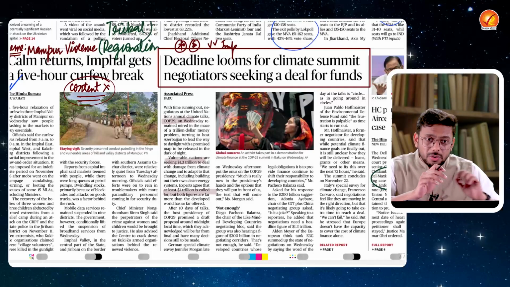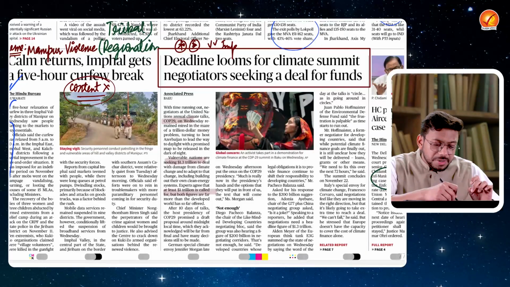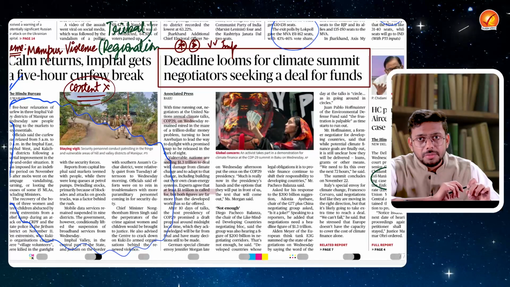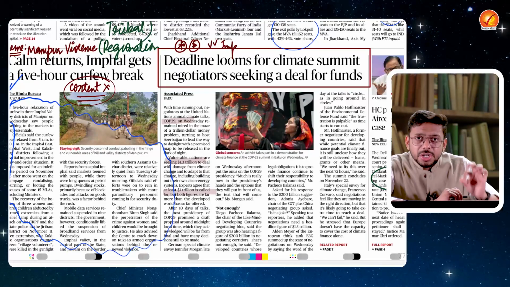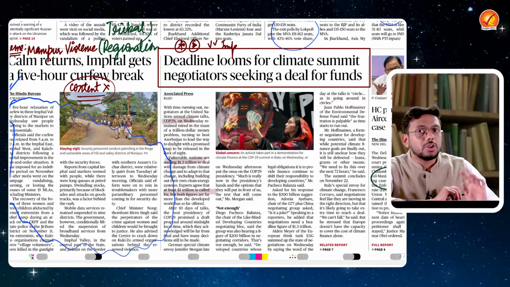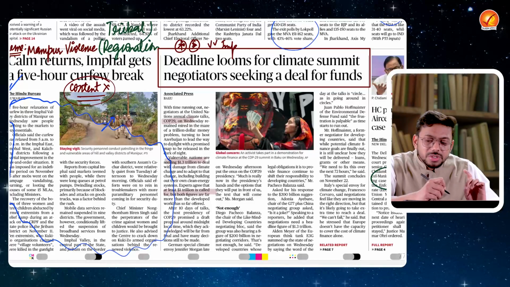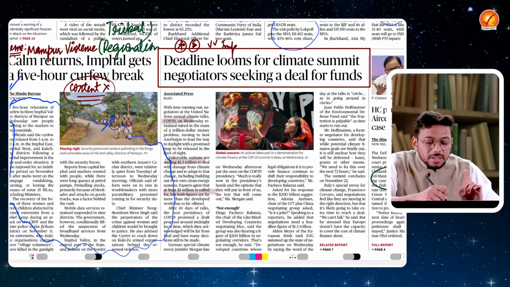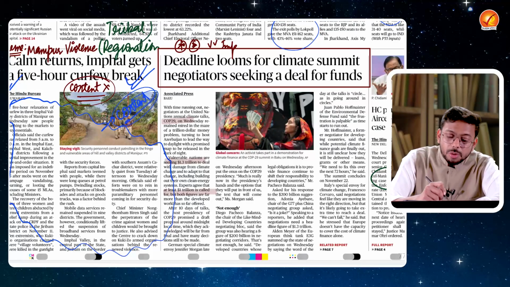Okay, so when you do a cursory reading of this particular article, you will become aware of the situation of Manipur. But any specific point which is useful might not be there. You will not get the content. Can you see one thing over here? That not every time you are getting the content, but you are getting the topics.